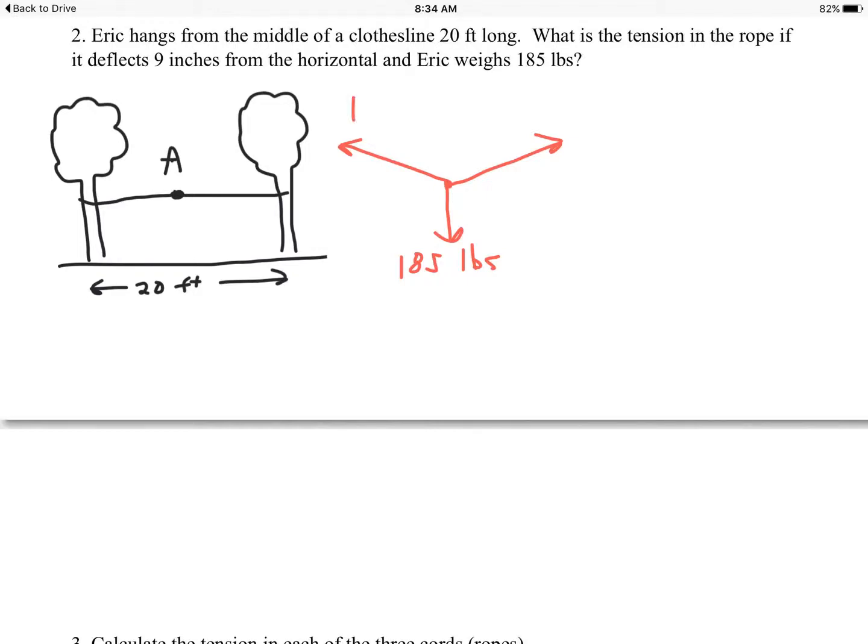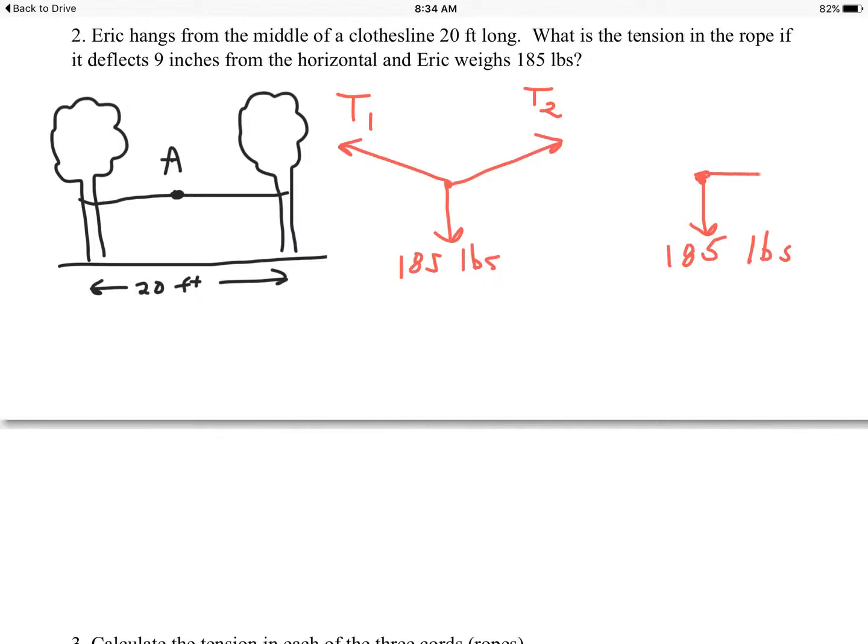Now, once again, I'm going to call this T1 and T2 for the tightness in those two pieces of rope. But since there's symmetry here, T1 will equal T2 because point A is the midpoint. If A was not the midpoint, then we would not have symmetry and T1 would not equal T2. But like the last problem we just did, we need to break the angled forces, T1 and T2, into their components. Once again, point A is the important spot, and the 185 is a good number to use. It's easy to use. It's straight down.